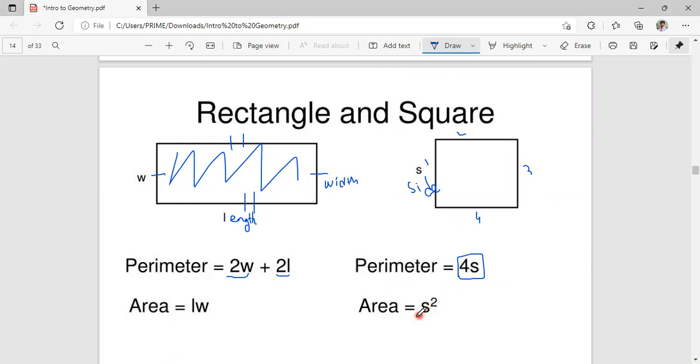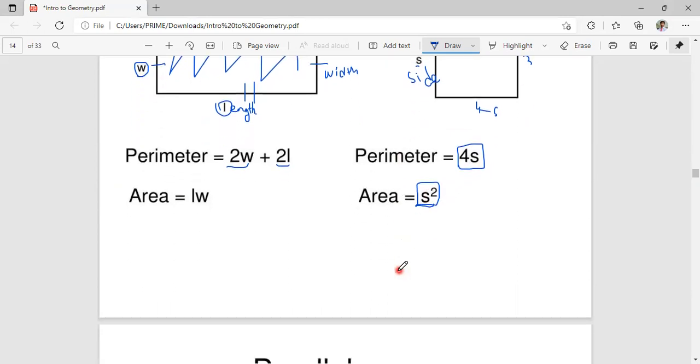For the area, we have to take the square of the sides, one side and two side over here. For the rectangle, it was different: this was the width and this was the length, and we have to multiply these two. So for the square, it shows the square of the side.